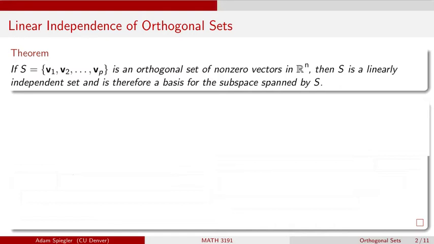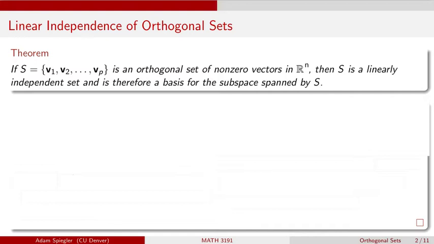Okay, so now that we've defined what an orthogonal set of vectors is, let's take a look at why such a set of vectors is particularly nice. Let's consider the following theorem: if S is a set of p vectors v1, v2 up to vp, and this set S is an orthogonal set of non-zero vectors, so we're assuming that all of these vectors in the set are not zero vectors, then it will follow that S is a linearly independent set. Therefore this set of vectors forms a basis for the subspace spanned by S, since they're a set of linearly independent vectors that span the entire subspace.